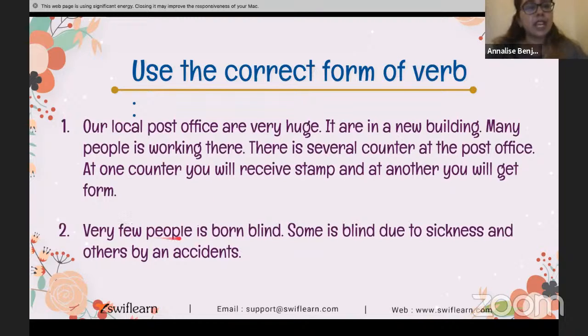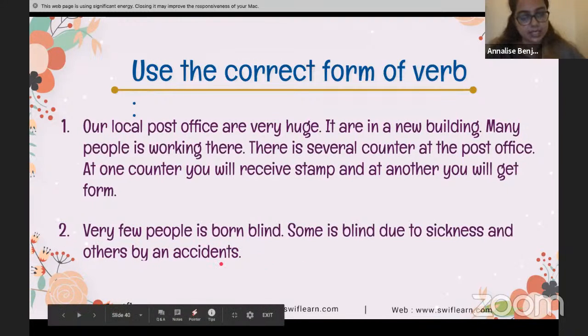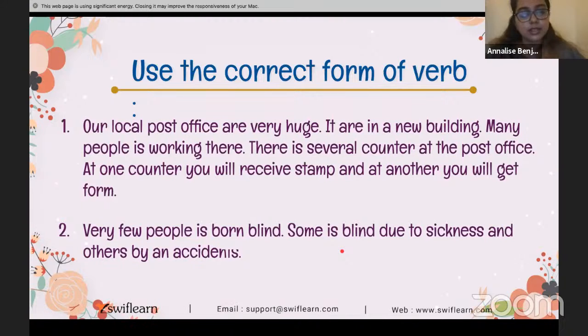Now, as I was saying, very few people is born blind. What will you put over here? We're talking about people, right? So it's plural. So is going to change to are: very few people are born blind. Some is blind due to sickness and others by an accident. Some are, very good. Some are blind due to sickness and others by an accident, right? Singular accident, not many accidents that led to this unfortunate case, but this is a singular accident that has caused it. Great job, very good.